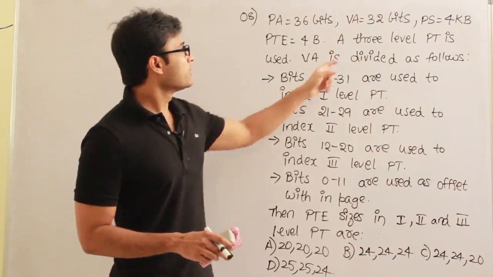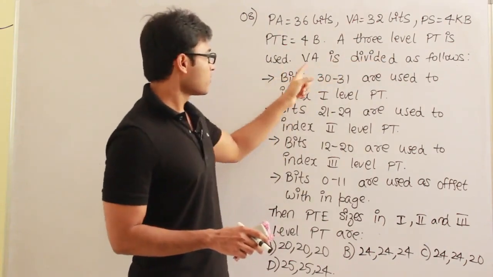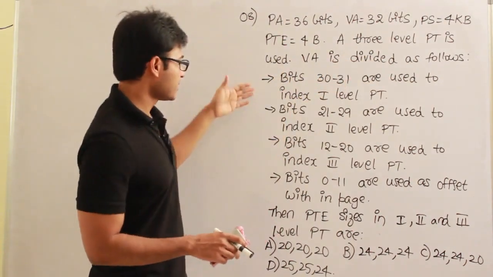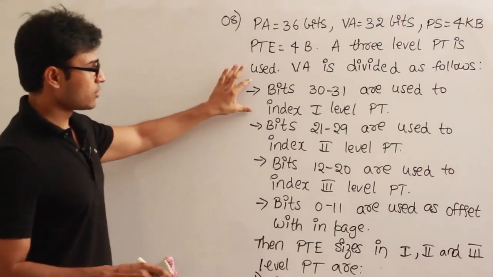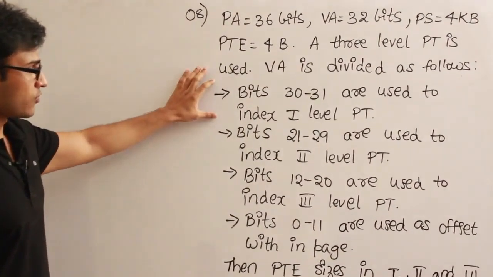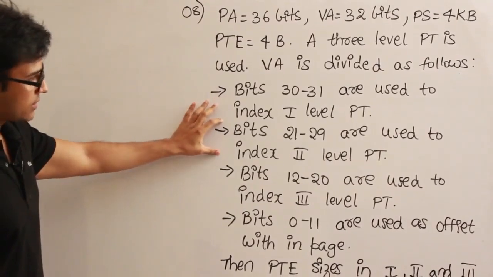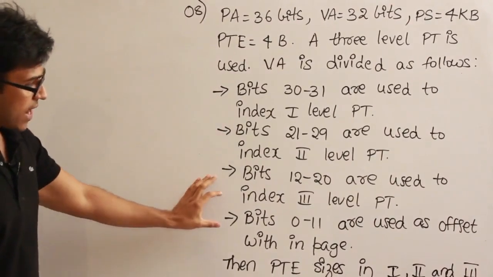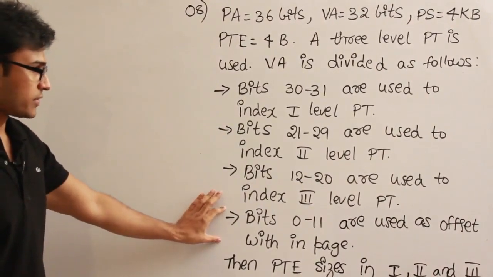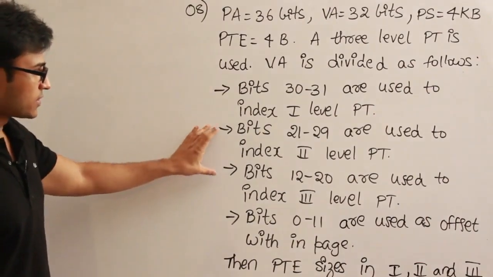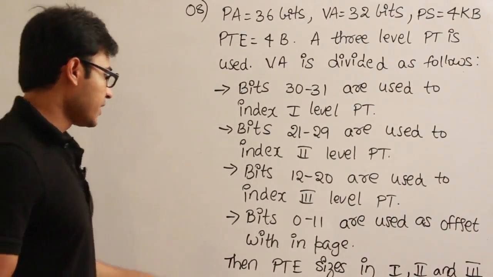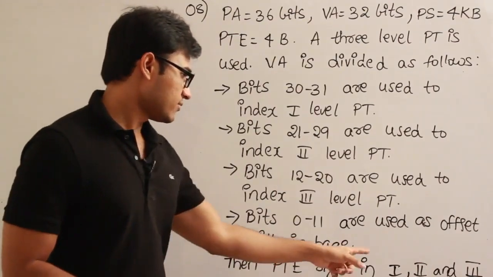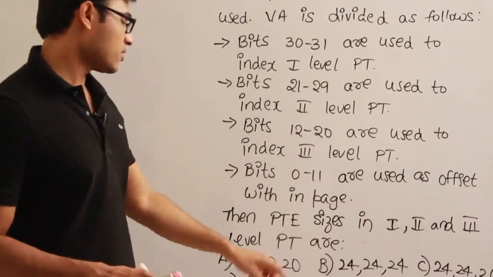And now a 3-level page table is used. Virtual address is divided as follows. Then they are saying that virtual address is completely divided, like this. Like some bits are used. There is 3-level paging. Therefore, we have to index the first level, and we have to index the second level. We have to index the third level, and finally we have to go into the page offset. So they have allocated some fixed number of bits in the virtual address for all these indices. Now, then page table entry sizes in first, second, and third levels are.